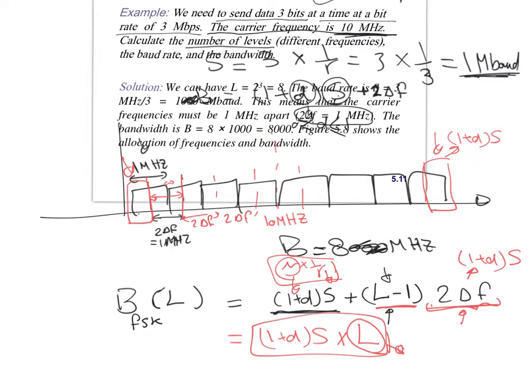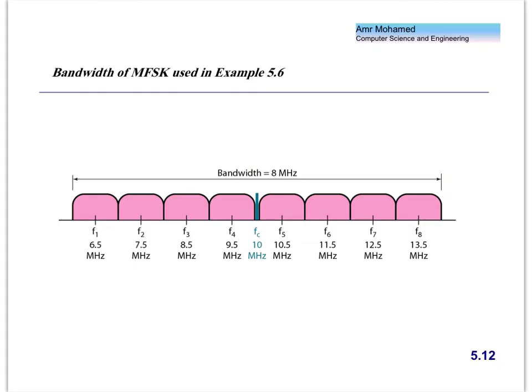Clear? What is the advantage of FSK? Well, the advantage is that it is more noise resistant, which is good, because with ASK, by increasing the number of levels, we become more prone to noise, and we will study this very clearly in the next few slides.